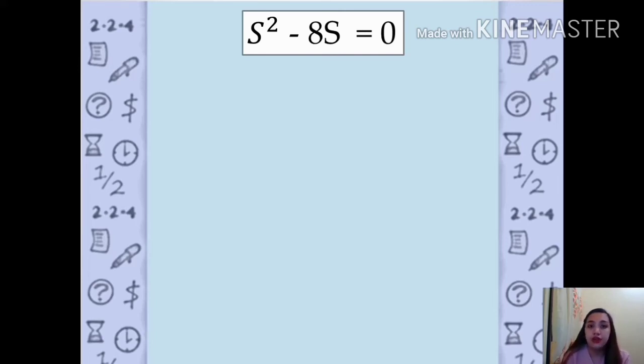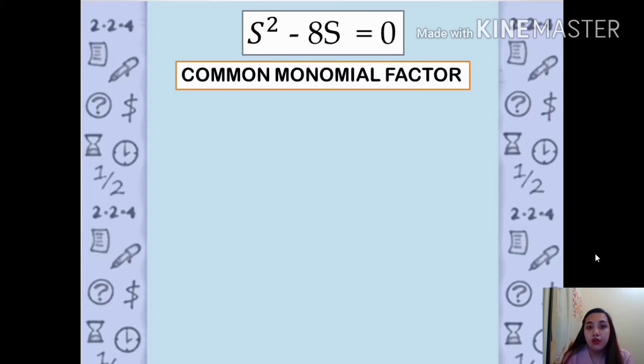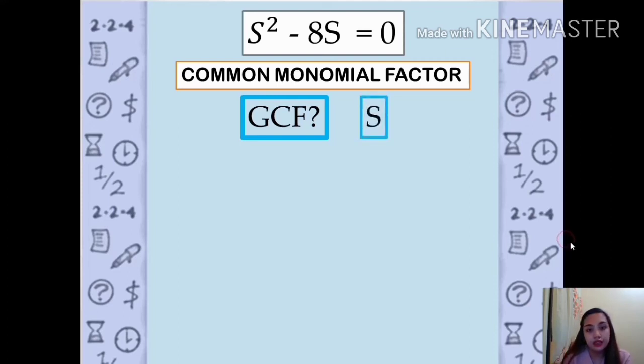Now, we will apply the process of common monomial factor. Now, ano ang common sa dalawa? Siyempre, meron silang parehas na S. Now, what will be the GCF? Of course, kung ano ang common nila, yun ang GCF. So, dahil meron silang parehas na S, of course, the GCF will be S.